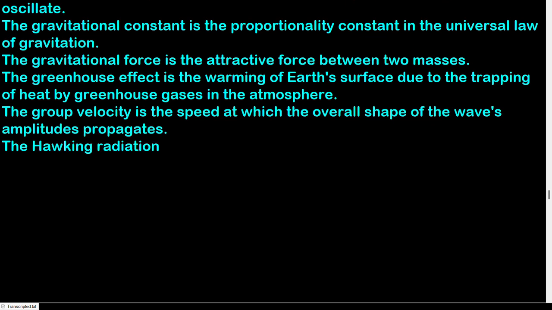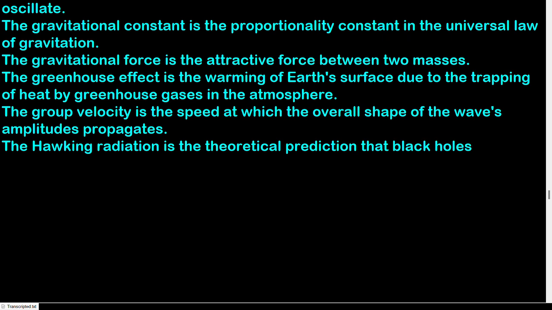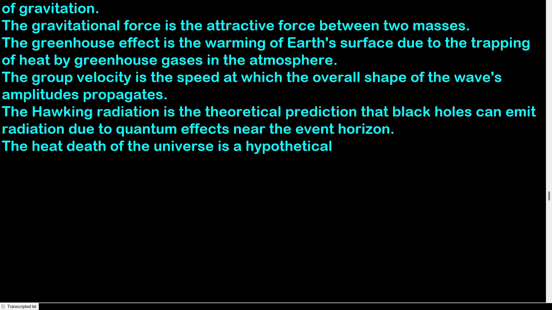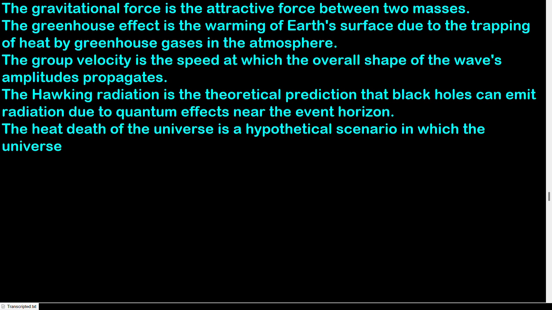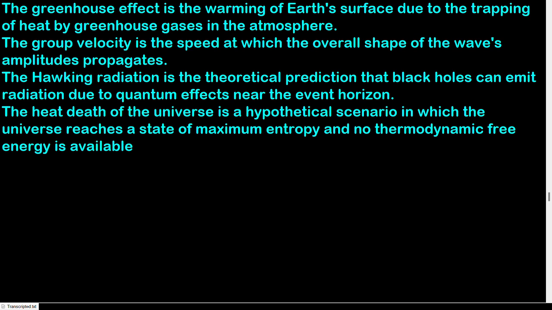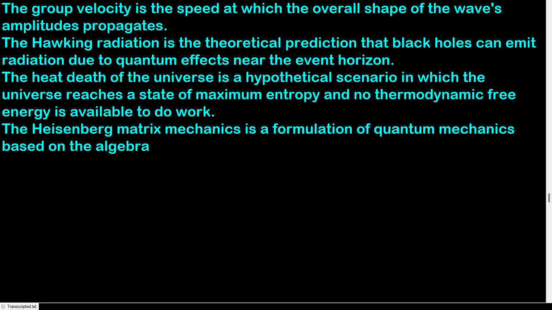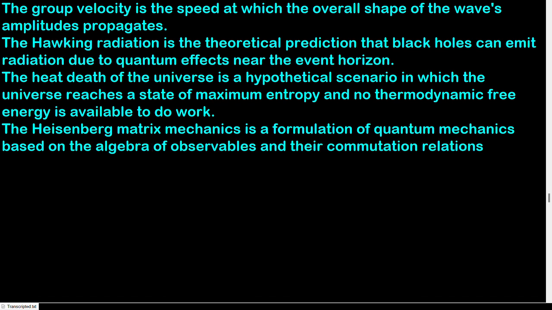The Hawking radiation is the theoretical prediction that black holes can emit radiation due to quantum effects near the event horizon. The heat death of the universe is a hypothetical scenario in which the universe reaches a state of maximum entropy and no thermodynamic free energy is available to do work. The Heisenberg matrix mechanics is a formulation of quantum mechanics based on the algebra of observables and their commutation relations.